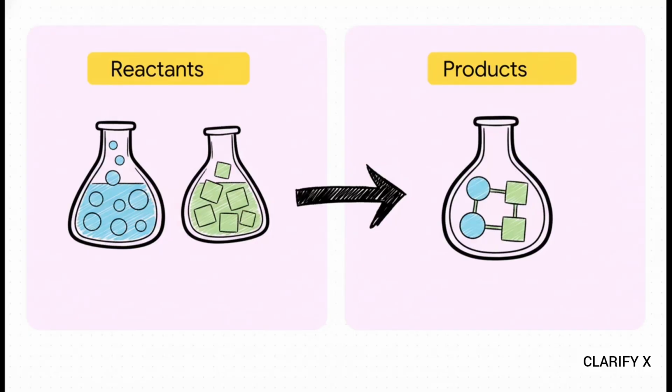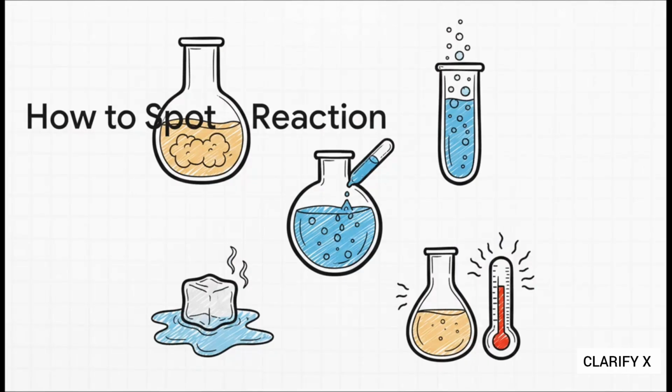So to even talk about these reactions, we gotta know the lingo. It's super simple. The starting stuff, our hydrogen and oxygen, those are called the reactants. And the new thing that gets made, water in this case, is called the product. It's a really simple but super important difference. Reactants are always on the left side of that arrow, and the products are on the right. Easy.